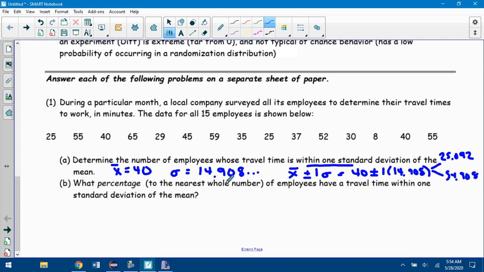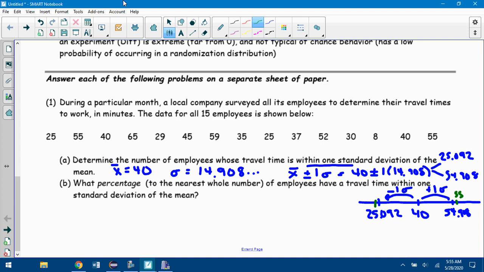Okay, so we need the number of employees whose time is between those. So 25 technically is not between it. I'm thinking of, here's my mean, 40. This is one standard deviation below, 25.092. This is one standard deviation above, 54.908. And if I was plotting these numbers on here, 25 would be just outside that range. So that doesn't count. Same with 55. 55 is just above the range.